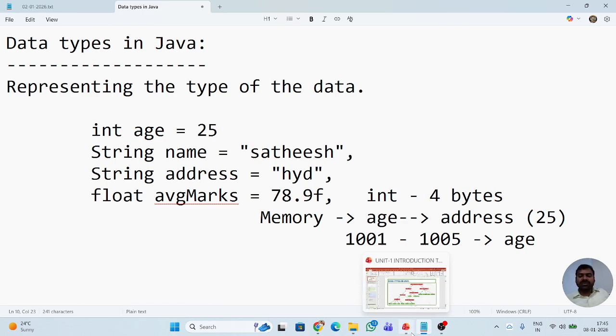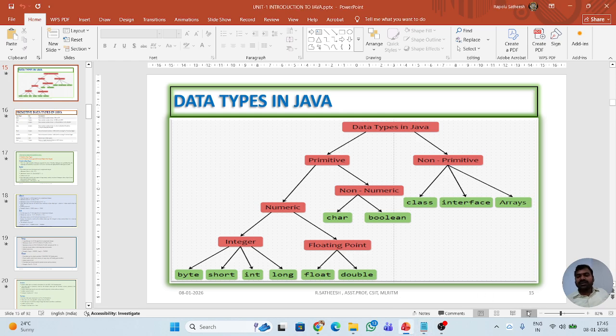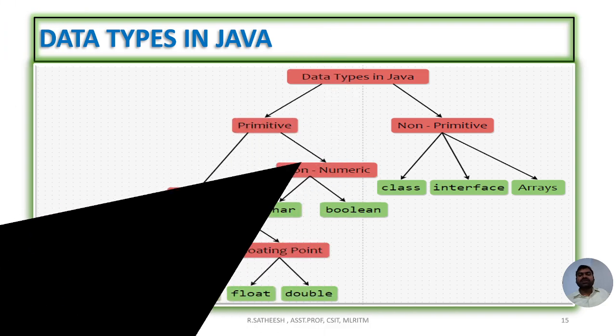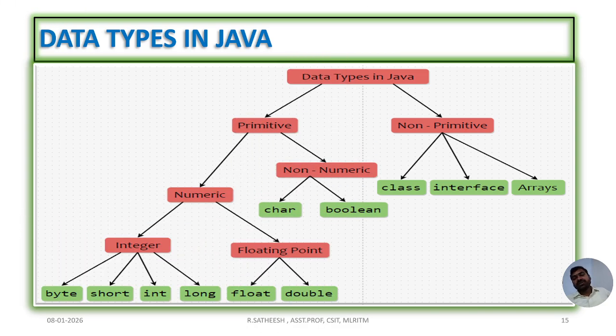Now we'll go with the PPT. We'll see one by one what is primitive type and what is non-primitive type. Data types are classified into two types, primitive type as well as non-primitive type. So what is primitive type? What is non-primitive type? Yes, we'll see. First of all, see the categorization of this.